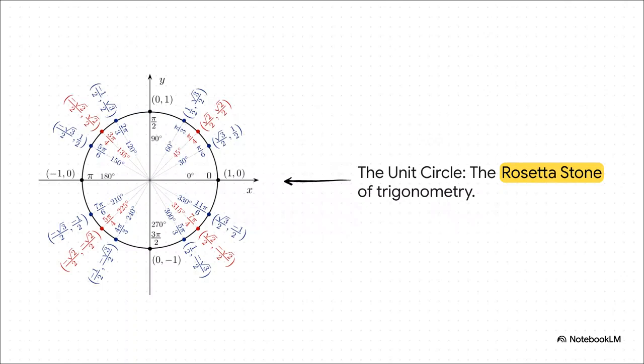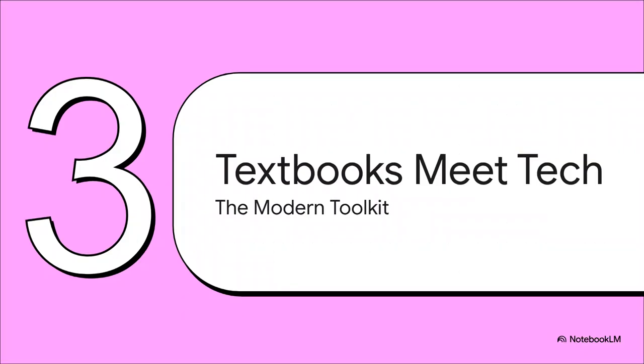Now, let's look at another foundational tool. This is the unit circle, and you can basically think of it as the Rosetta Stone for trigonometry. It's a perfect translator. It takes any angle you give it and instantly spits out the corresponding x and y coordinates on a graph. It's the magic key that connects geometry and algebra, and it's a total masterpiece of mathematical elegance. So we've got the concepts, we've got graphs, functions, the unit circle, but how do modern students actually practice this stuff and master the language?